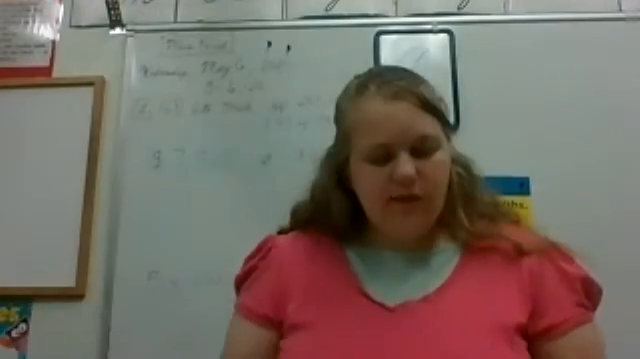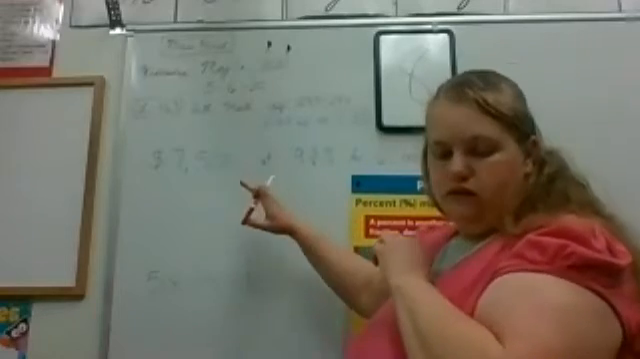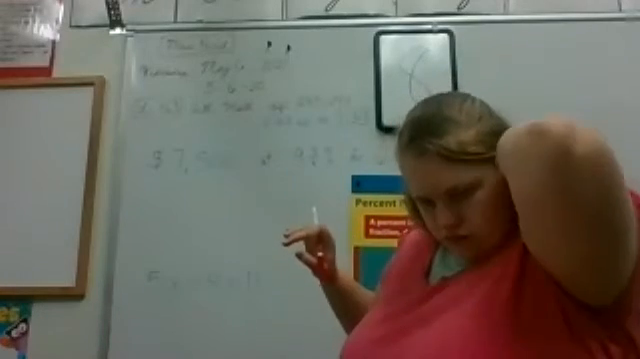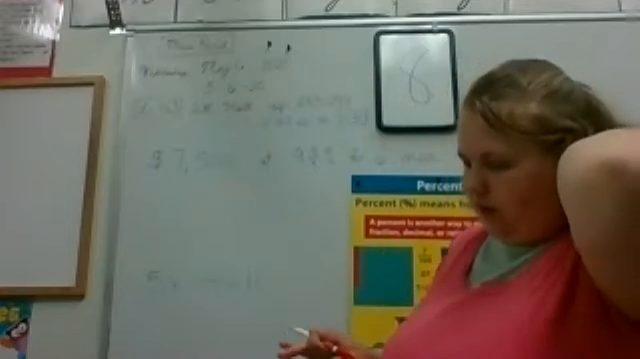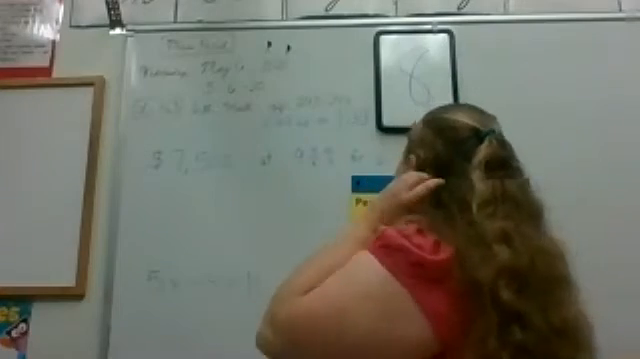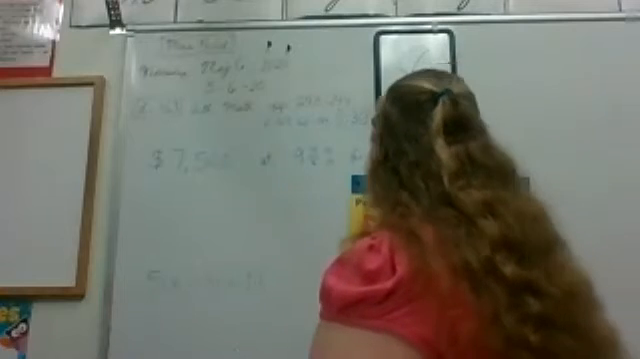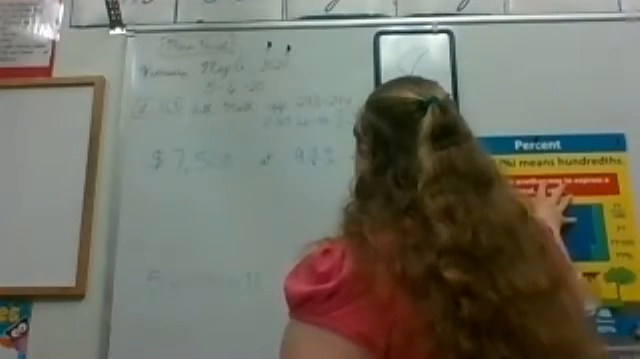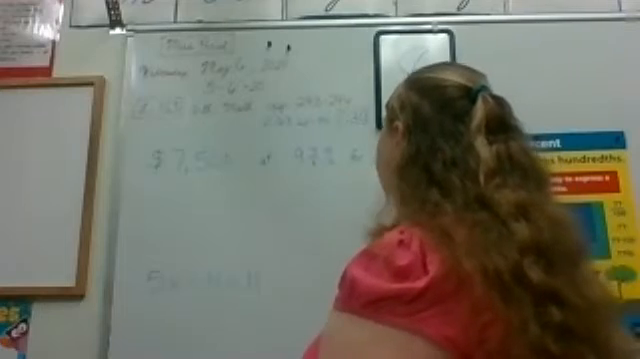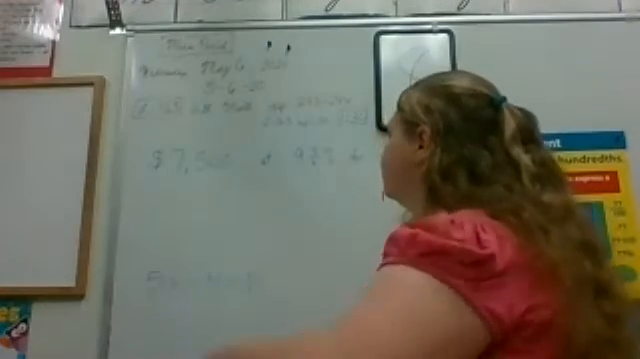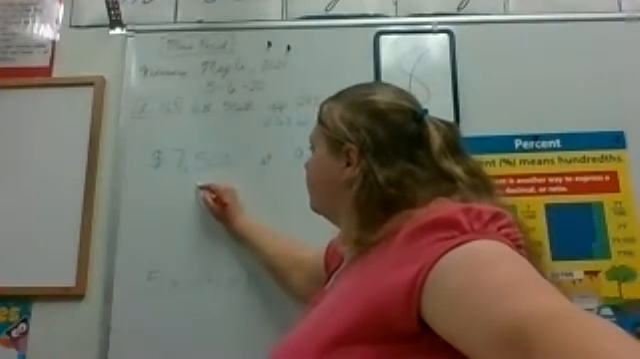All right, so I'm gonna put that one up. Okay, so installment buying. One last one on the board, and then we'll do the example in the book. Okay, so if you borrowed $7,500 at 9 3/4% for 6 months. Okay, so what's our formula again? I equals what?